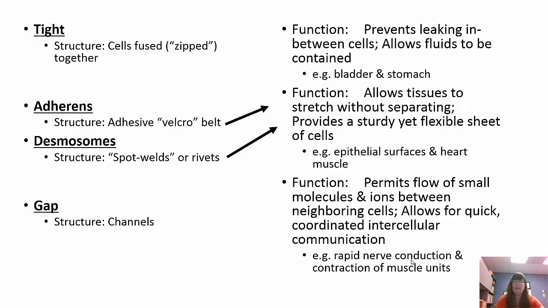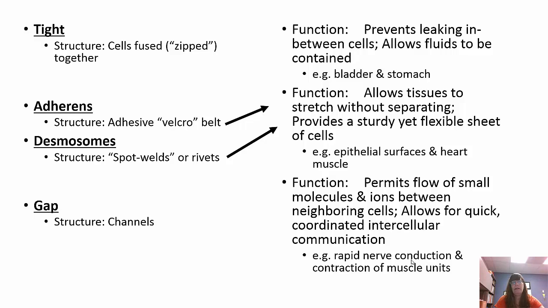Desmosomes are like spot welds or rivets. So this provides sturdiness, but still giving flexibility. Epithelial surfaces and heart muscles have a lot of desmosomes. So if you think about somewhere where you need some stretch and flexibility, but yet you still need it to be adhered, that would be a desmosome.